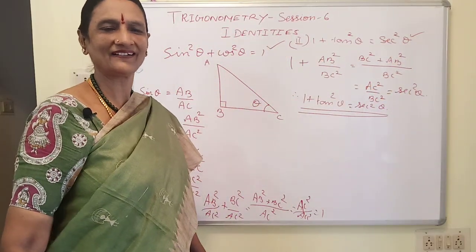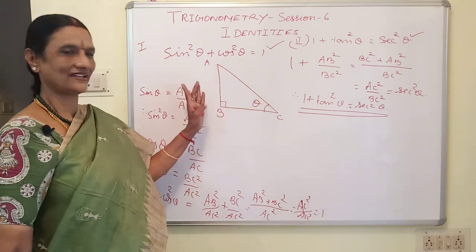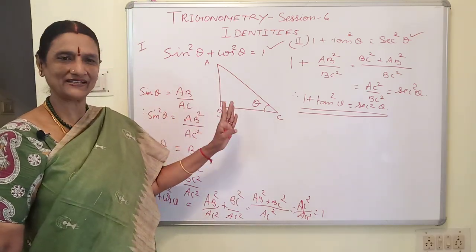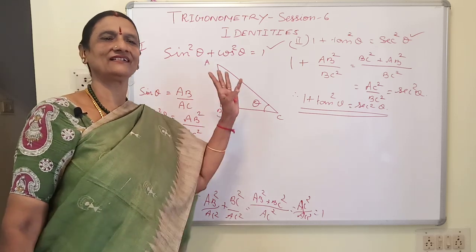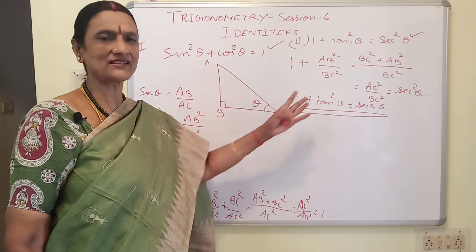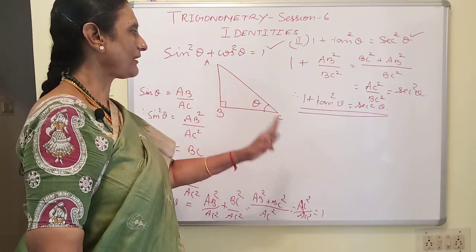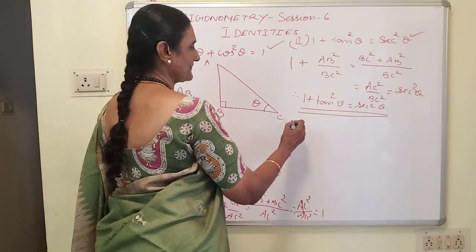Are you ready? Is that clear? So for the first identity, the only thing is we have to take the triangle ABC and get the ratios. That's it. And we have to add up. You will get this relationship. Is that clear to all of you? Now come back to the third identity.